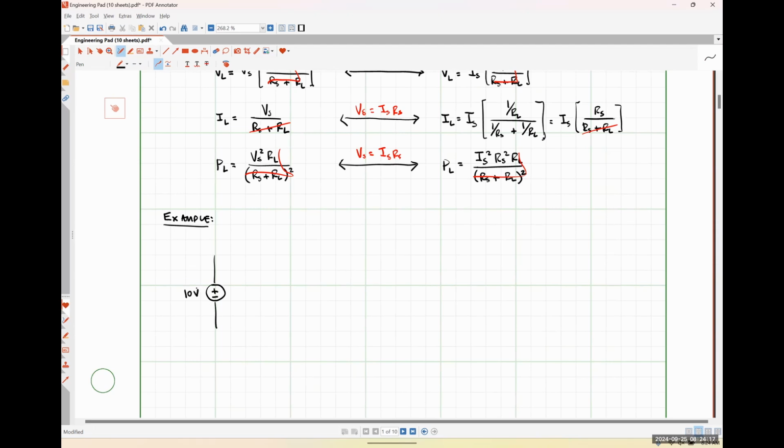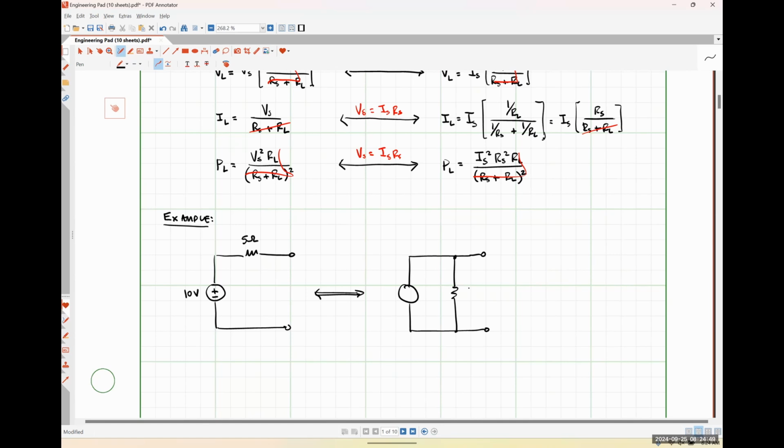Here, I'm going to have a 10-volt source in series with a 5-ohm resistor. This will be electrically equivalent to a practical current source. The resistance value in both of my practical sources never changes.